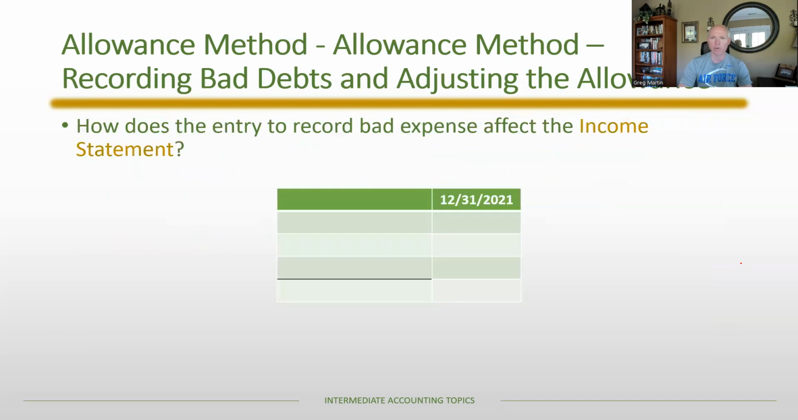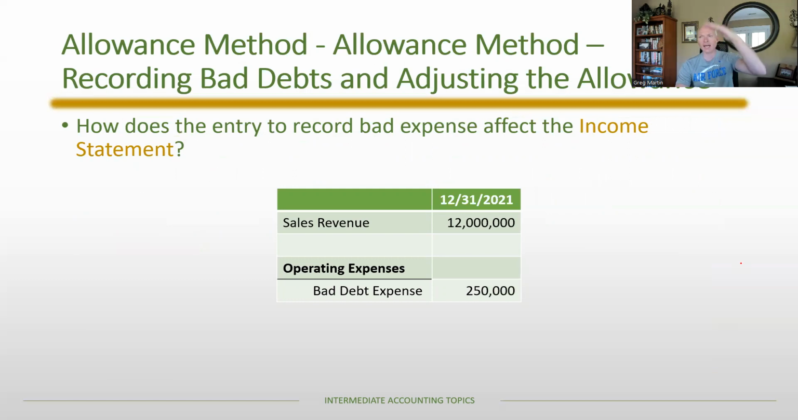All right. So now when we report this for the year ending 12/31/2021, our sales revenue is 12 million. That's not affected by this allowance method. And then way down in the operating expense section is where the bad debt expense would show up. So the top line revenue is not affected by this estimation. Instead, the bad debt expense shows up in our operating expenses.